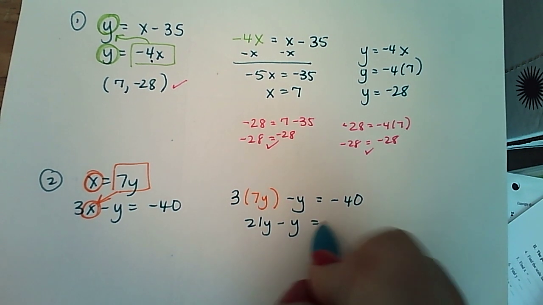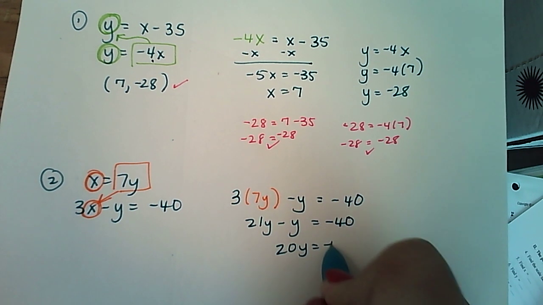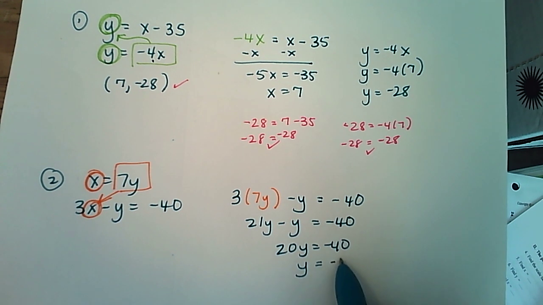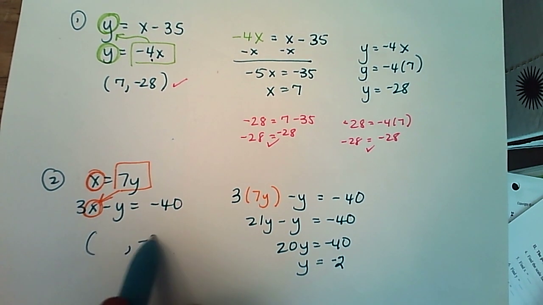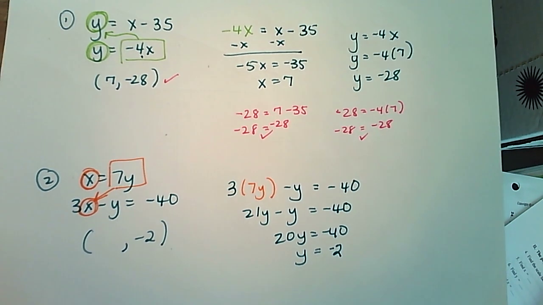21y minus y equals negative 40. 20y equals negative 40. Divide by 20, y equals negative 2. That's my y. So in my solution, that's my y. All right, so now let me find x.